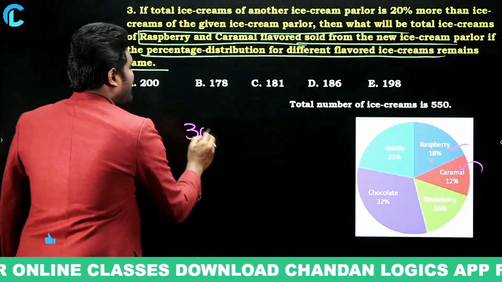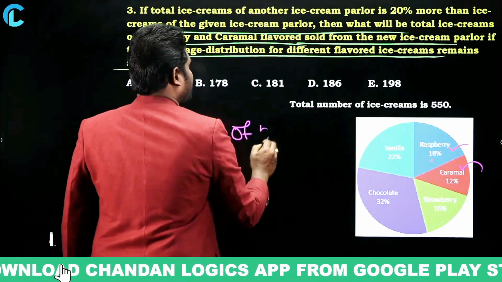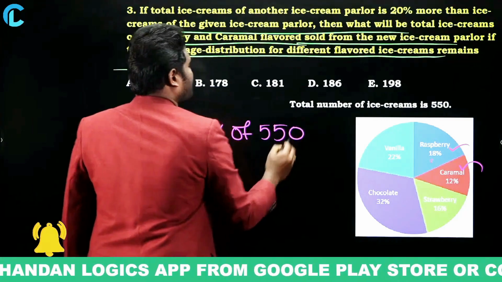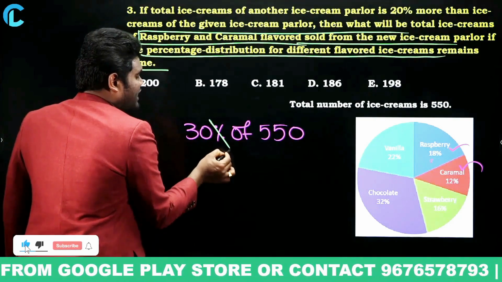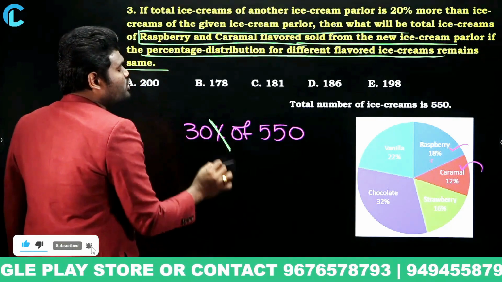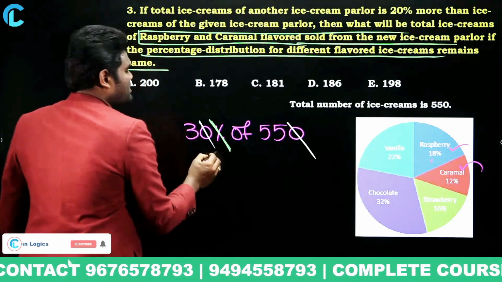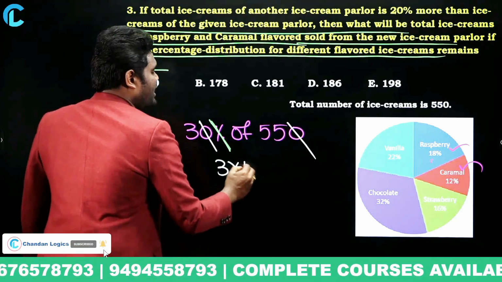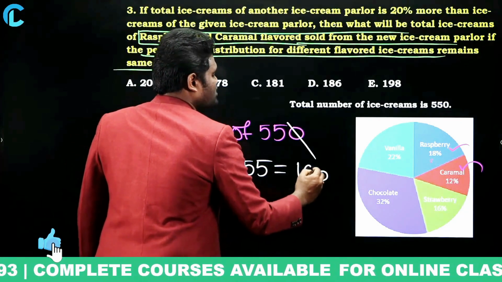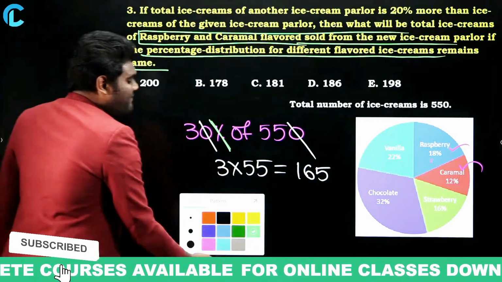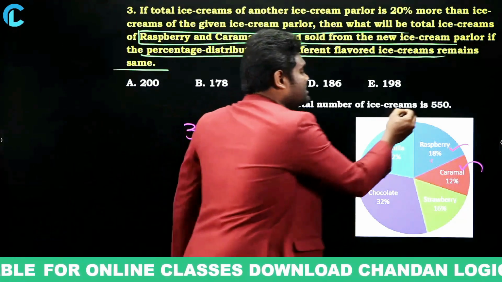So calculate 30% of how much? 550. Okay, 30% of 550. Now observe carefully. When I cancel the percentage, the 20 should cancel, so this is 10, this is 10. Finally, we are left with 3 into 55, which is 165. Now this 165 is nothing but raspberry and caramel combined together in this ice cream parlor.